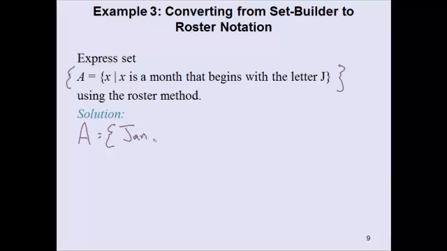January is the first month that starts with the letter J, and you have February, March, April, May, June is the next month that starts with a J. July is the next month that starts with a J. And then if you go August, September, October, November, December, you realize that it's just those three. And so I close it up. And so this is the roster method representation of the set builder notation up above. And that makes us happy.